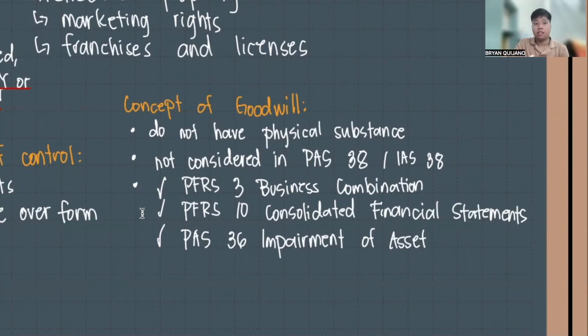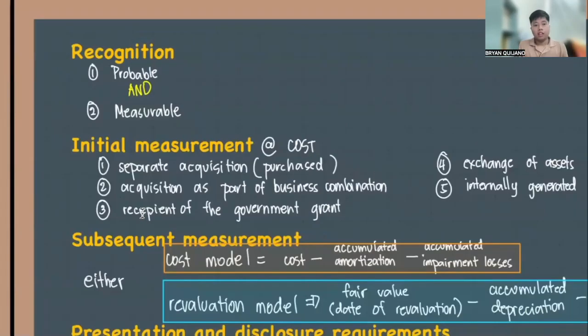An intangible asset is recognized when it meets the definition of an asset and the recognition criteria. Let's have a refresher on the asset recognition criteria. If there is a probability of future economic benefits and the cost can be measured reliably, then you can recognize an asset.